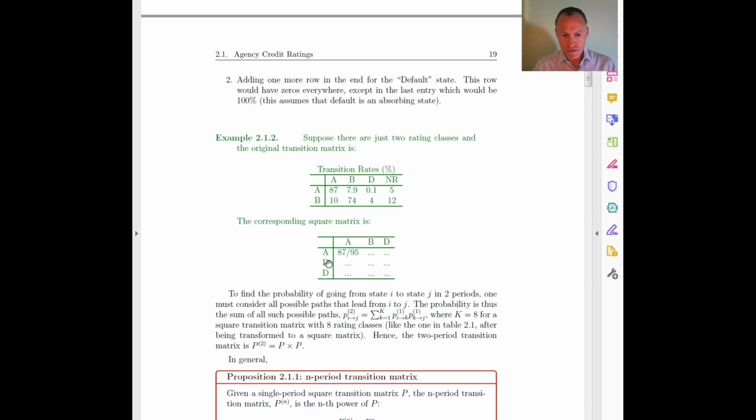So for example, the transition from B to A, this second number here, would be 10 divided by 84, and so on. At the end here, you would have a row of zeros, and just 1 at the end, saying that default is an absorbing state. If you are in default now, you'll be in default for sure after 1 year.